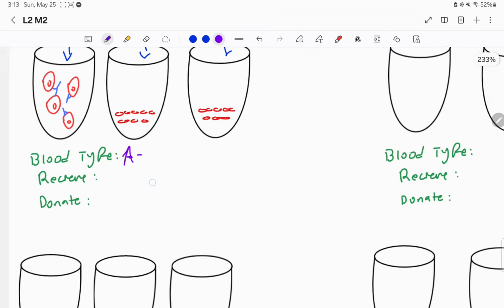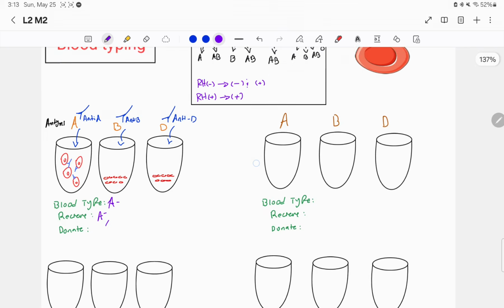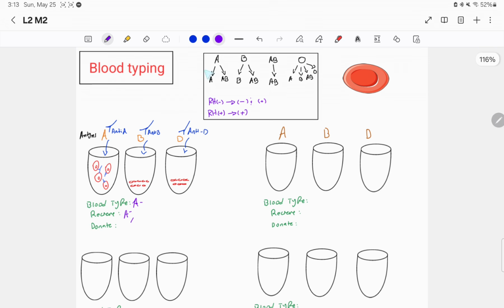Okay. Now, who can this individual receive blood from? Well, obviously it's going to be A negative because same can always give the same. But let's take a look at our chart real quick. Okay, who can give to A? So A can give to A, and O can give to A as well.